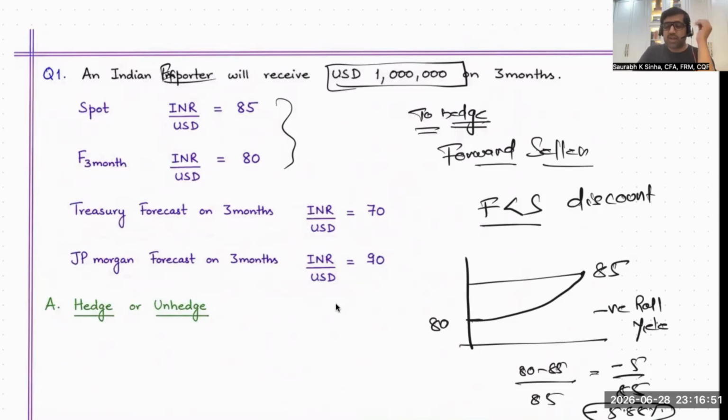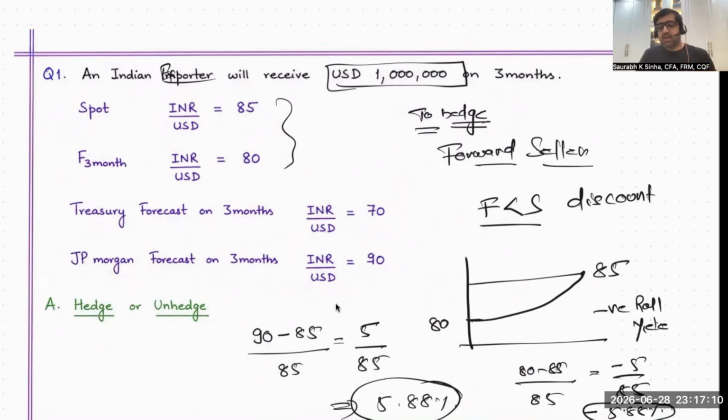If you don't hedge, let's first solve for JP Morgan because it sounds realistic. JP Morgan is forecasting that USD will appreciate and will become 90. So 90 minus 85 upon 85. So this is 5 upon 85. Again, it will come to 5.88%. So if you keep this contract unhedged, then you will make a profit of 5.88%.